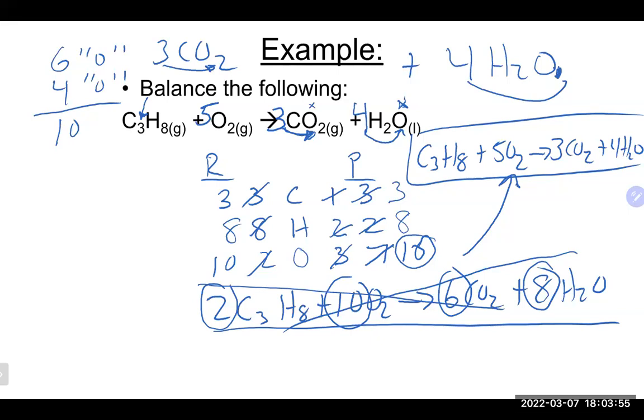So if you have a coefficient, you have to distribute it to everybody that's behind the coefficient when you're counting up how many you have. Other questions? Yeah.